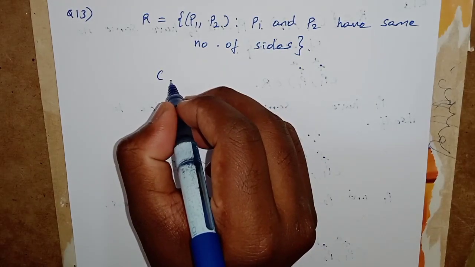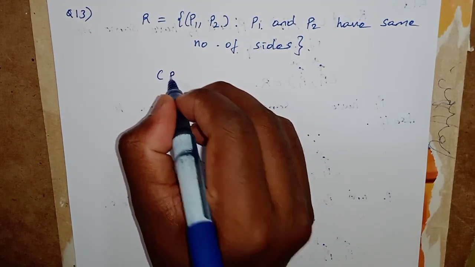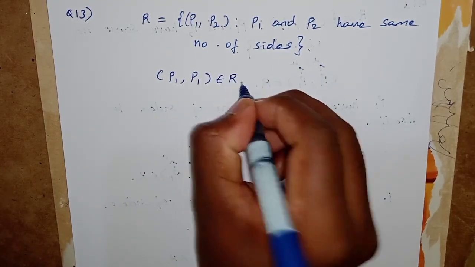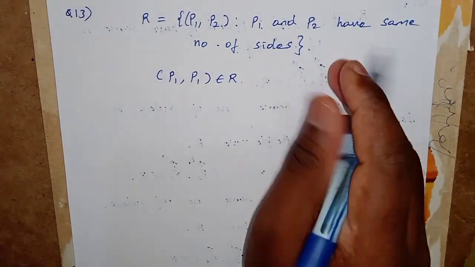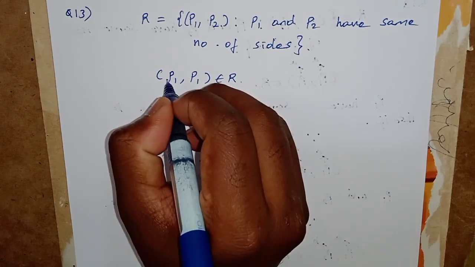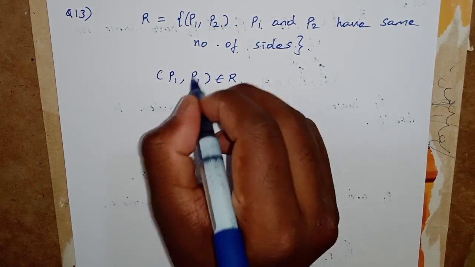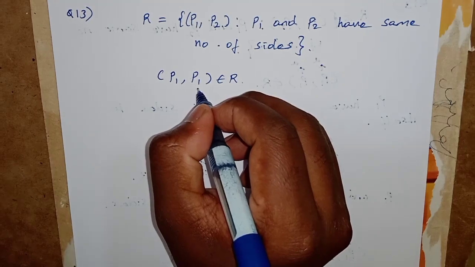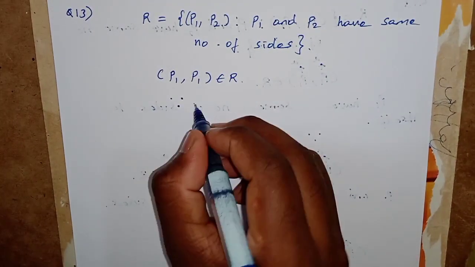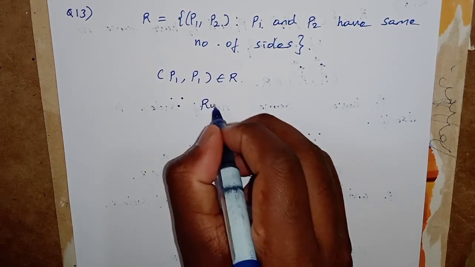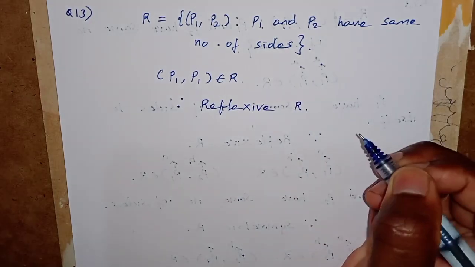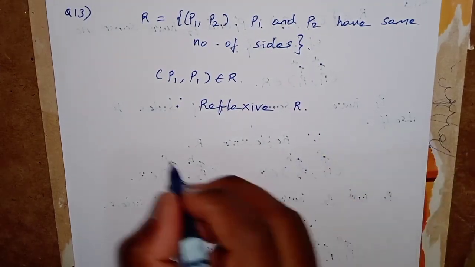For every element P1 belonging to capital A, P1, P1 belongs to R. Okay, because here they have the same number of sides. Suppose here it is a 3-sided polygon, here also it is a 3-sided polygon. Therefore here it is satisfying. It is a reflexive relation. Okay, reflexive relation.